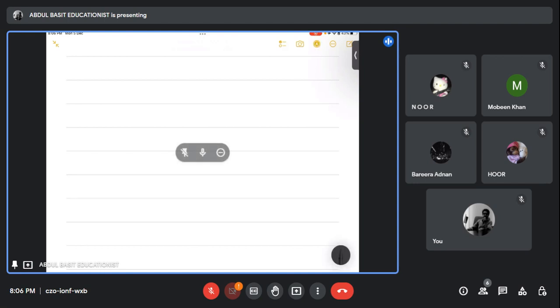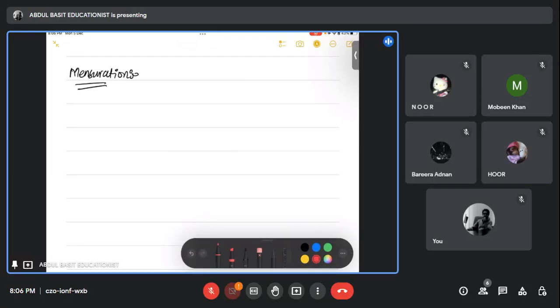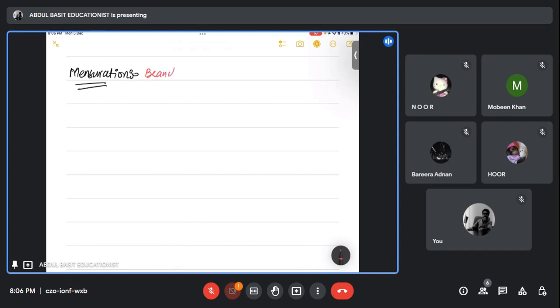So in today's lesson, we'll be studying mensuration, what mensuration is. Please start writing what mensuration is. I'm making my own notes, try to make your own. So mensuration is a branch of maths that deals with the study of length, area, and volume.